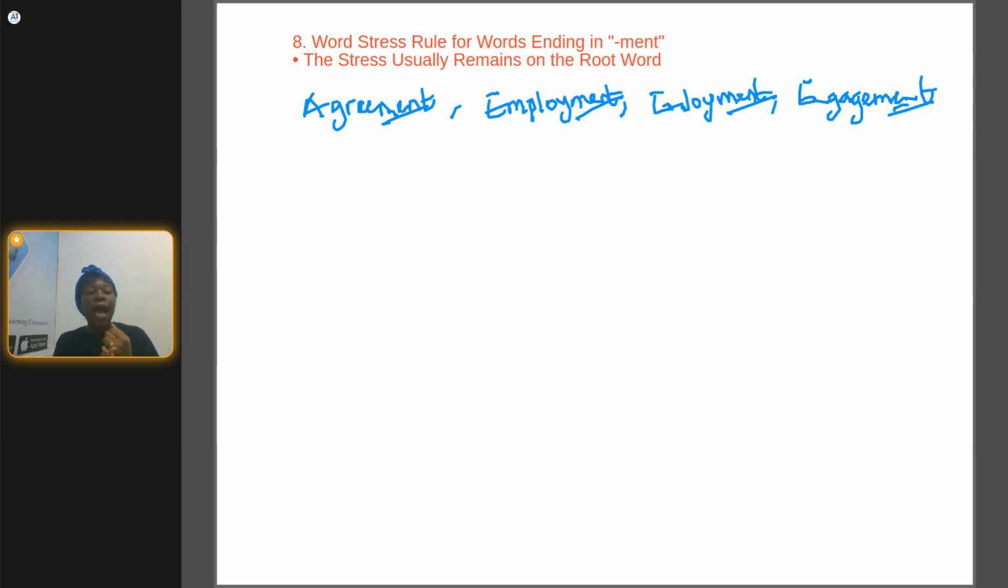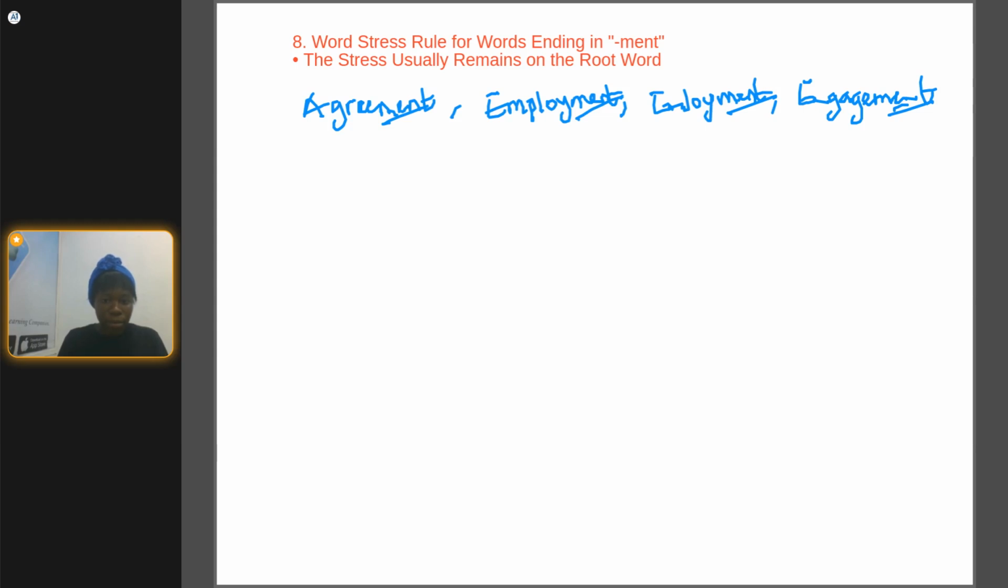So agree has two syllables. So it means one of the two syllables has the stress. Employ, enjoy, and engage also have two syllables each. All right, they do have two syllables. So it means the stress is on either of the syllables of this word. So the next thing is for you to apply the other rules on these words.